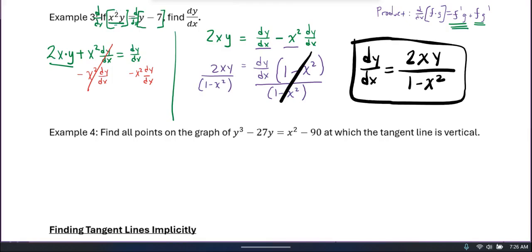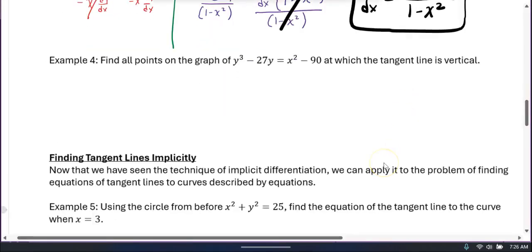All right, again, if you had a particular point, hopefully that's what you got. A particular point, you would plug in x and y. Number 4, example 4, find all points on the graph of this equation at which the tangent line is vertical.